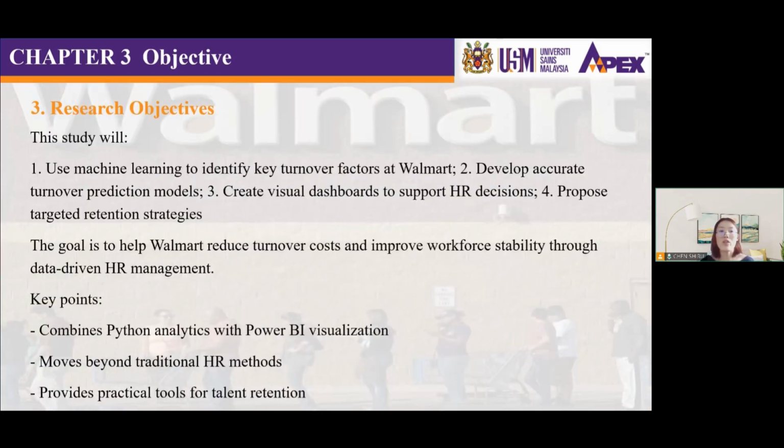Next, I introduce chapter 3, the objective. The study will use machine learning to identify turnover factors at Walmart, develop accurate turnover prediction models, and create a visual dashboard to support HR decisions and propose targeted retention strategies. The goal is to help Walmart reduce turnover cost and improve workforce stability through data-driven HR management. The key points are combining Python analytics with Power BI visualization, moving beyond traditional human resources methods, and providing critical tools for talent retention.